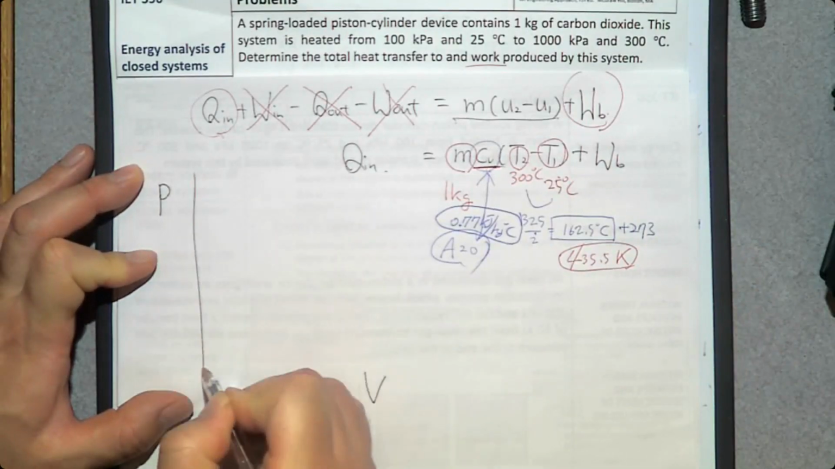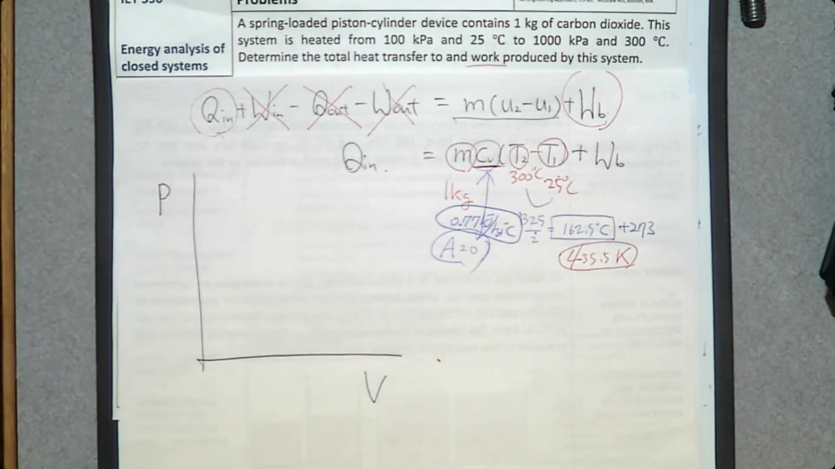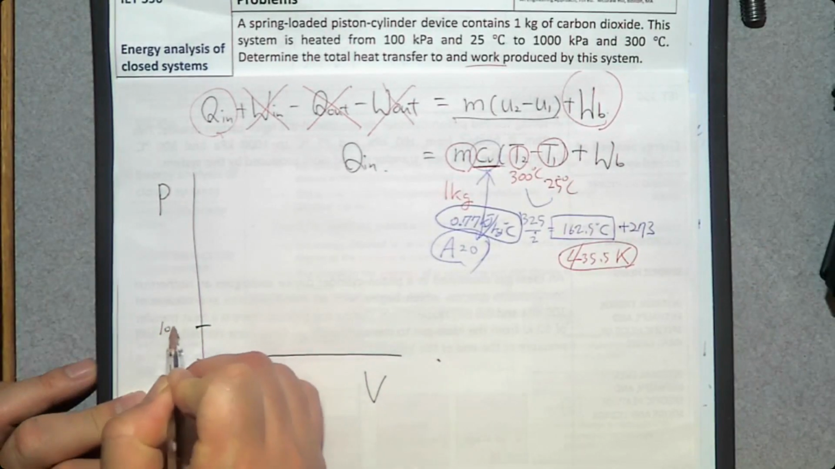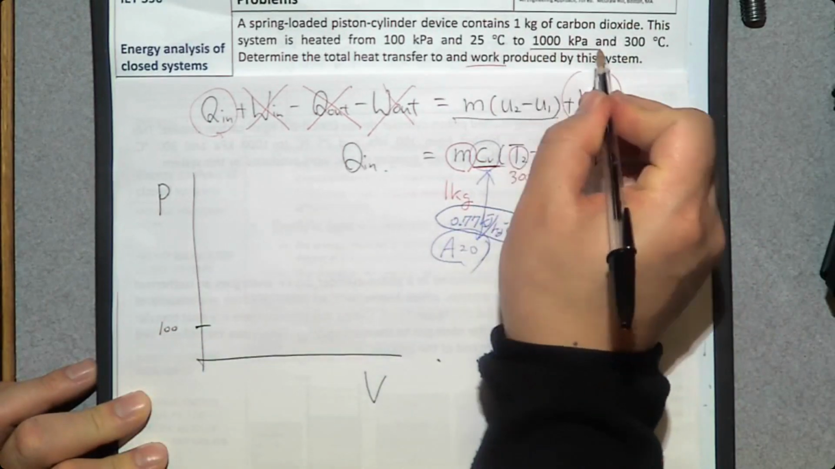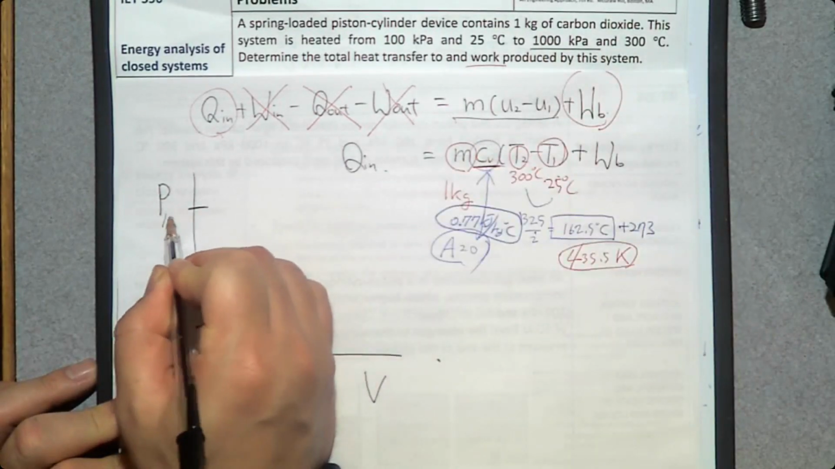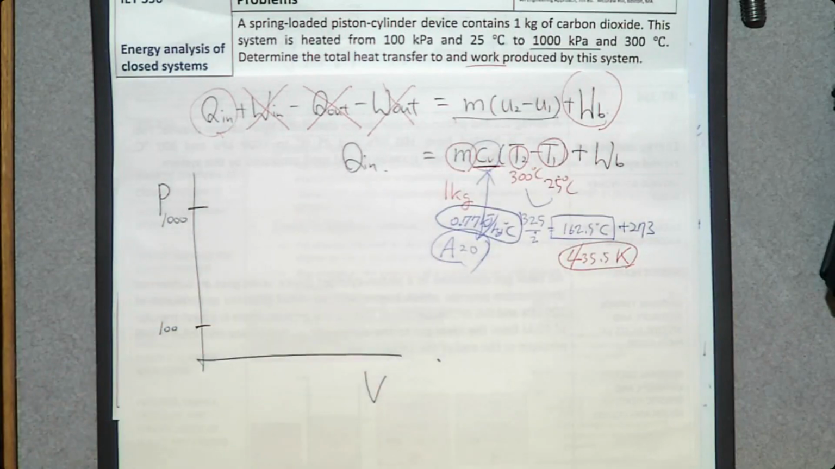T-V diagram. What is the initial pressure? 100. What is the final pressure? 1000. And what is the volume? Oh, we don't know the volume. So what are we going to do? Give up? No, no way. We can use another equation.